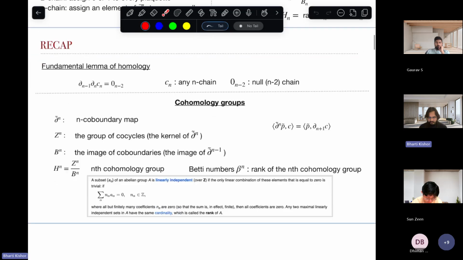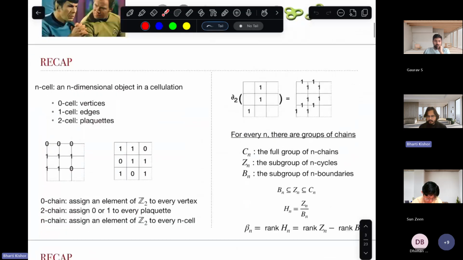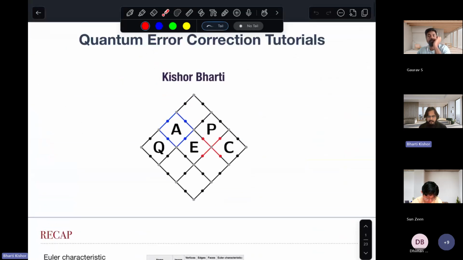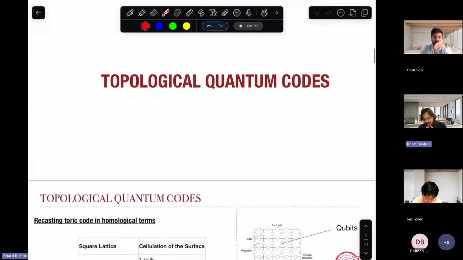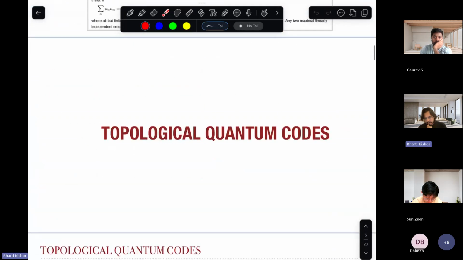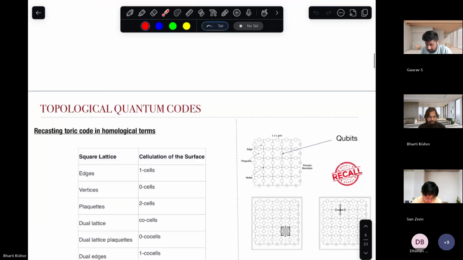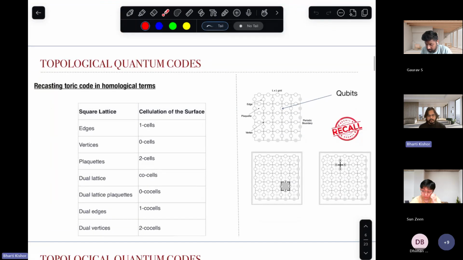So I hope all this makes sense. This was all a summary of what we had discussed last week. So building on this, let's study topological quantum codes. This will be our focus today. I will try to go as slow as possible to make it more approachable.